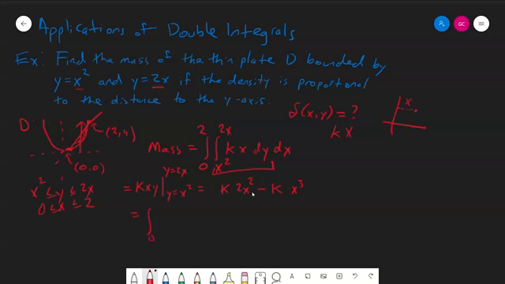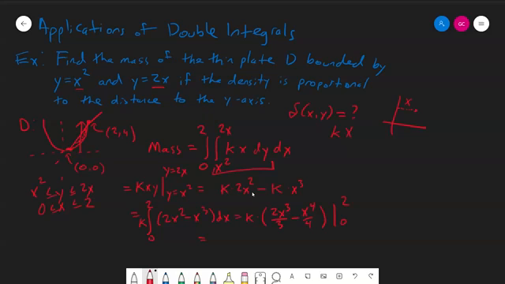Now you have the integral from 0 to 2 of all of this stuff. Well, maybe let's in fact factor the k to the outside. So then on the inside, you're left with 2x squared minus x cubed. And integrating gets you 2x cubed over 3 minus x to the 4th over 4, from 0 to 2.